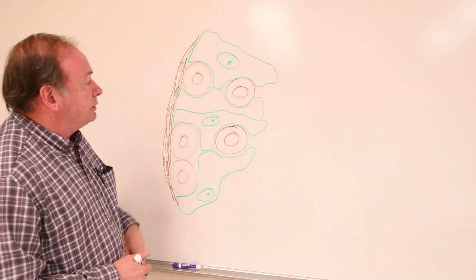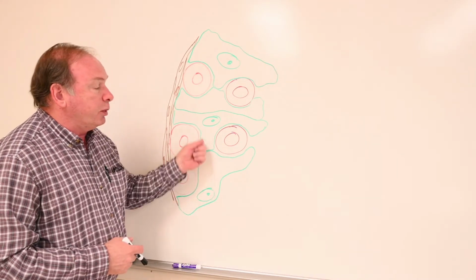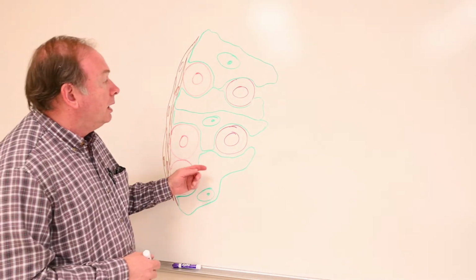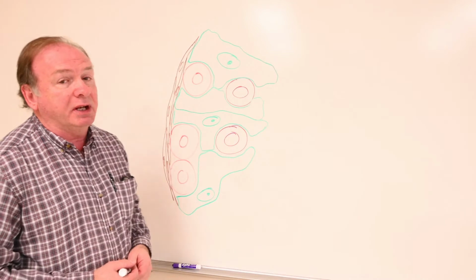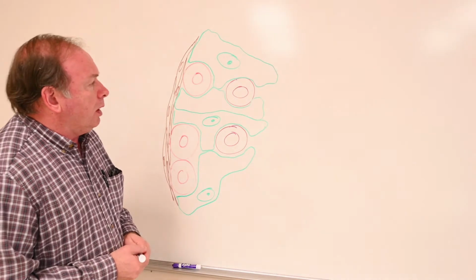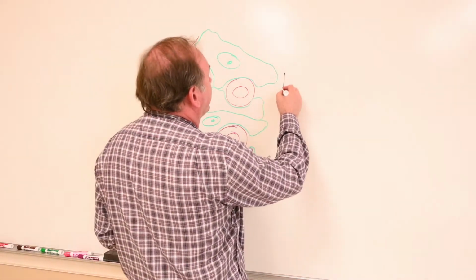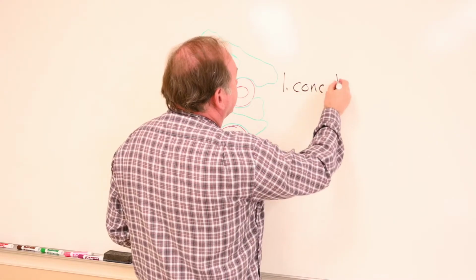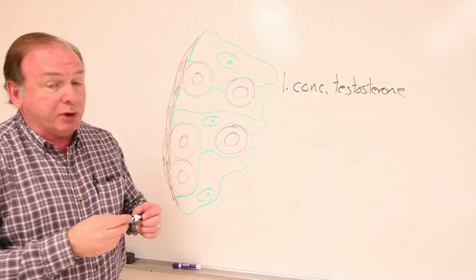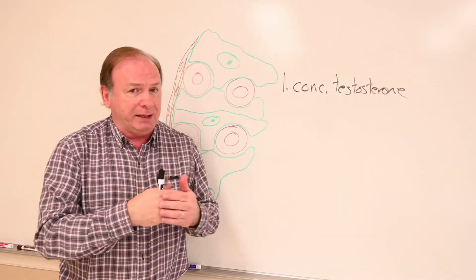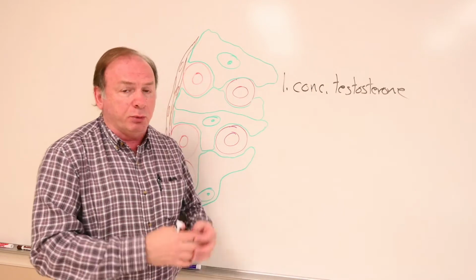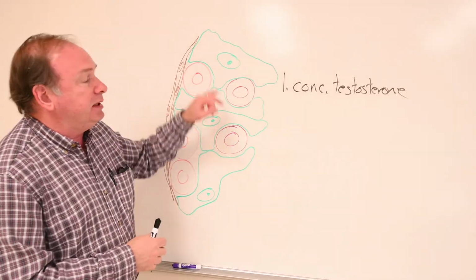So in the green here are the Sertoli cells, the supporting cells inside of the seminiferous tubule. Some of the roles or functions of the Sertoli cells that are in here between these other cells in the process of spermatogenesis are, one, the concentration of testosterone. So testosterone is produced by the interstitial cells of Leydig, what we call Leydig cells, in the interstitial regions of the testis. They produce testosterone, but a lot of that testosterone is concentrated in these cells here.